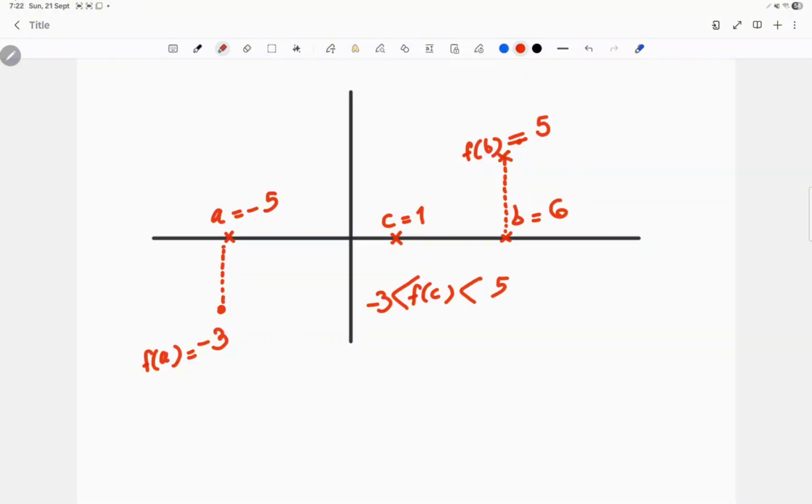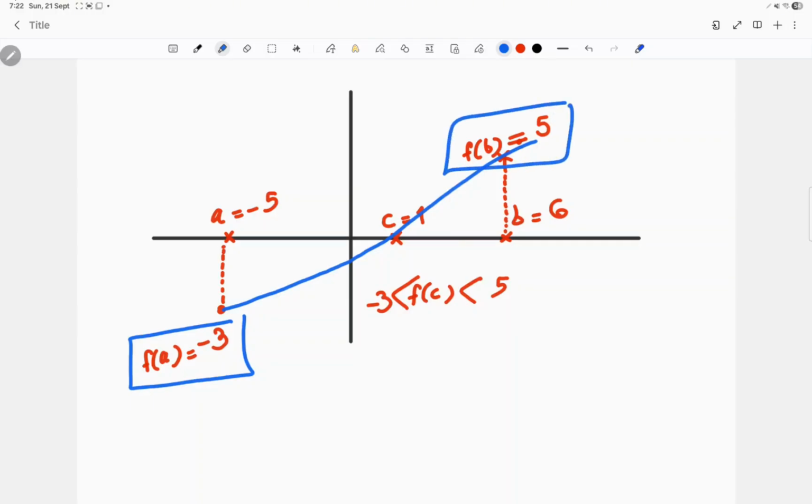So basically, as we go from negative 3 to 5, we have to pass through the 0 point. So if you start negative and you go positive, you are required automatically to hit the 0 at some point, to hit the axis at some point. Okay? Yes.